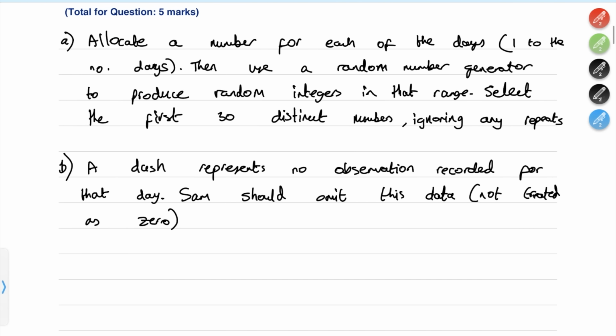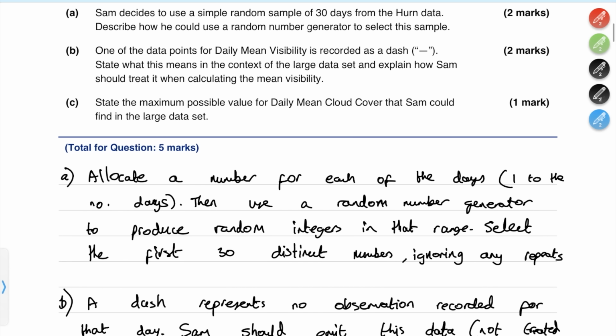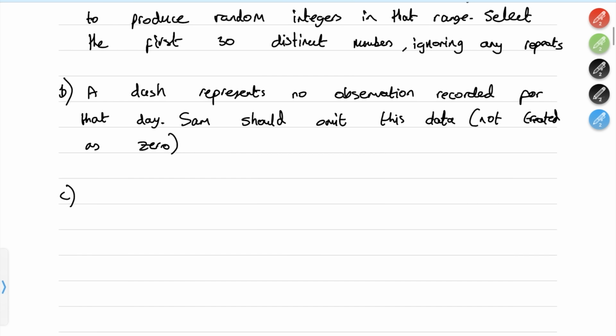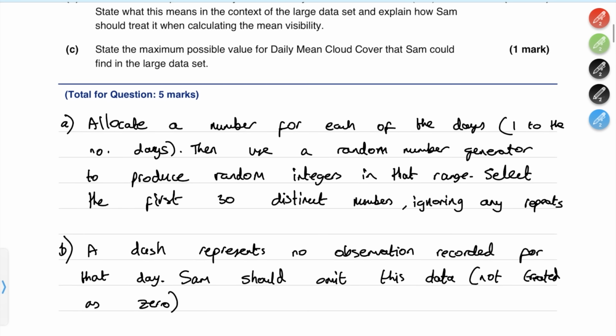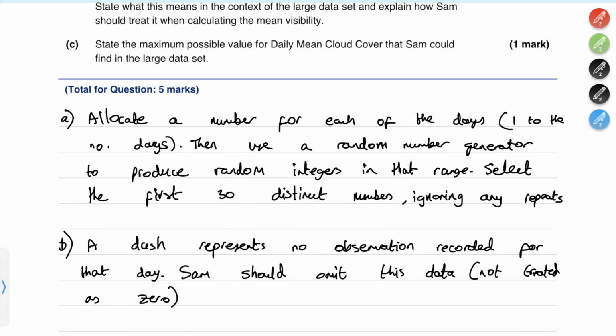Now part C: state the maximum possible value for daily mean cloud cover that Sam could find in the large data set. You should know that daily mean cloud cover goes from 0 to 8, and it's measured in oktas. So all you could say is that it's 8 oktas, because that's the largest possible value. It asks for the maximum possible value, so all you want to say is 8 oktas. Hopefully that's a simple large data set question to start with.